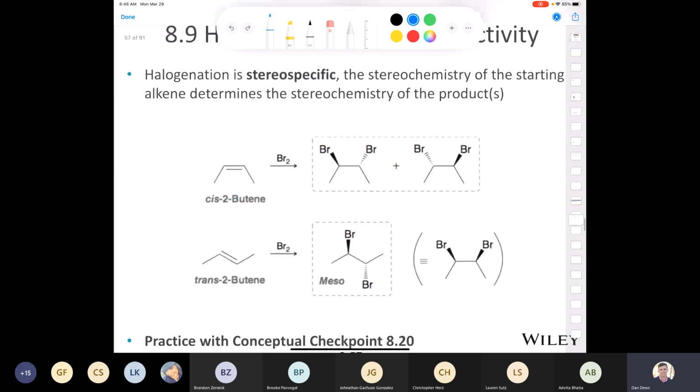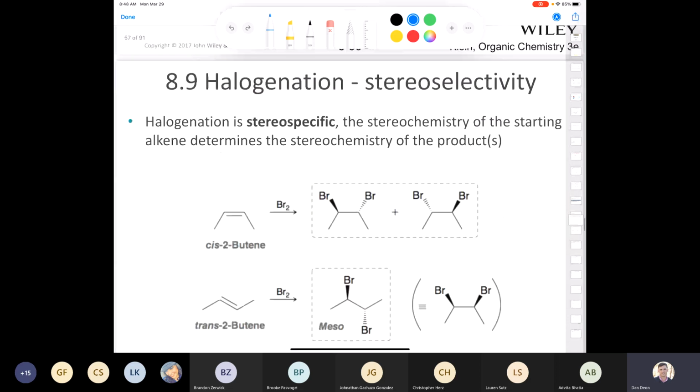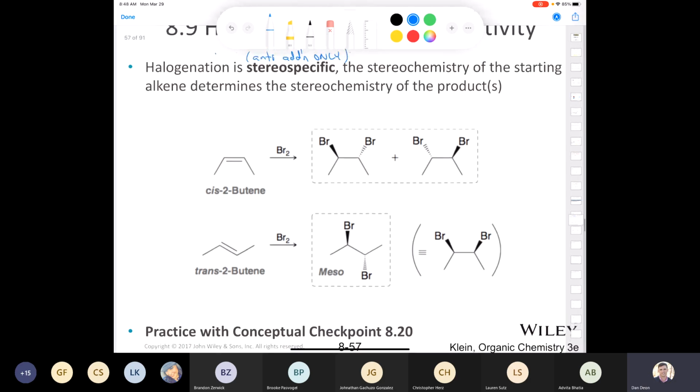That's very good. So, since the halogenation is stereospecific, meaning you only get anti-addition, son of a gun, it's an anti-addition only. Okay? The stereochemistry of the starting alkene is going to determine the stereochemistry of the final product.